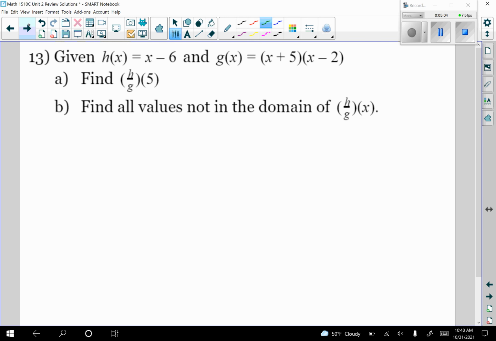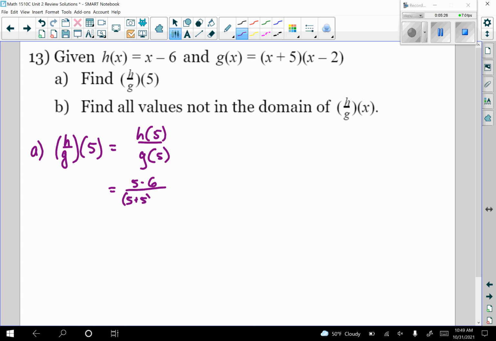Okay, for 13, h of x is equal to x minus 6, and g of x is equal to the product of these two binomials. So for a, we want to find h divided by g of 5. So this becomes h of 5 divided by g of 5. So h of 5 is 5 minus 6. G of 5 becomes the quantity 5 plus 5 times 5 minus 2. So up top we'll get a negative 1. Then we'll get 10 times 3. So we get negative 1 over 30.